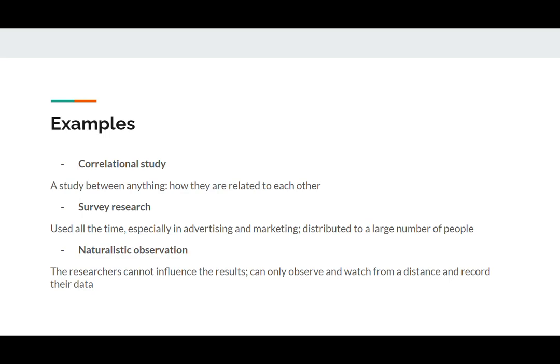And then we have naturalistic observation. If a student wanted to observe how many people fully stop at a stop sign, they could watch the cars from a distance and record the data. Their observation doesn't affect the cars, so there's no way of influencing the actual results, which is super good. Yeah, but people may have different inferences from those results.